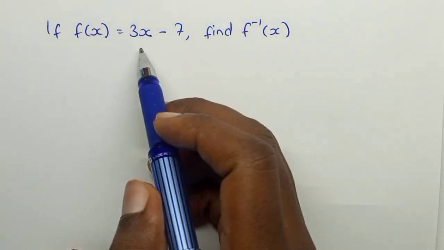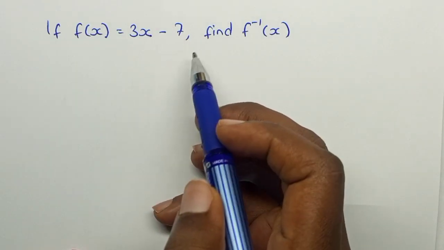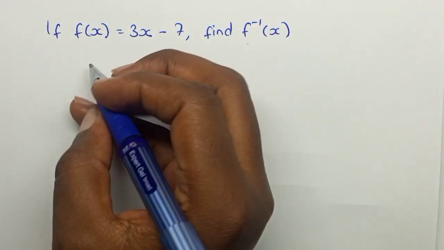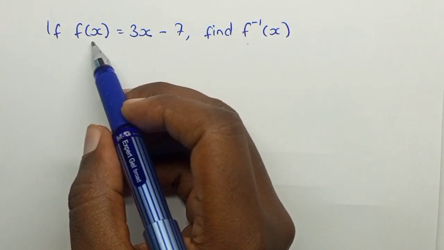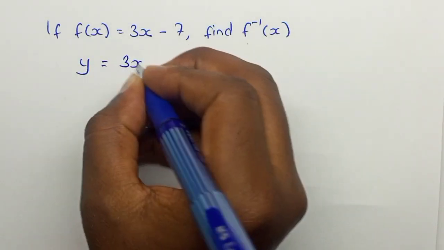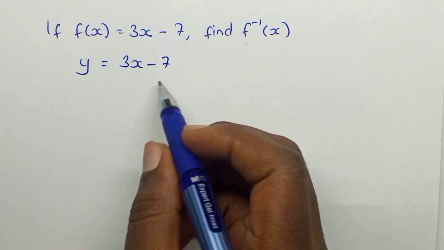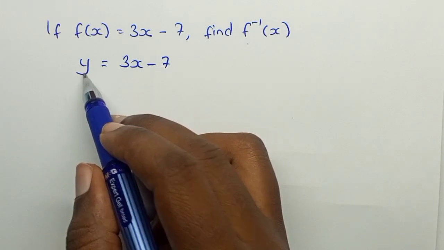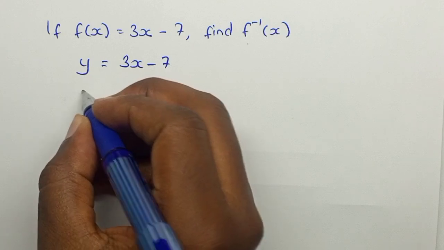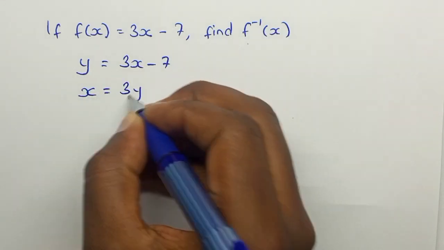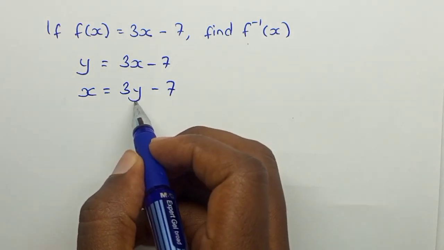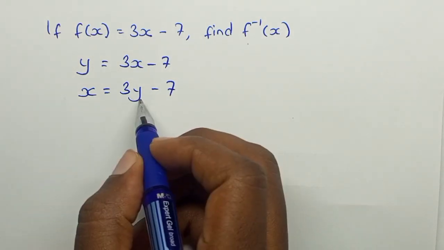If f of x equals 3x minus 7, find the inverse of f of x. So first, we let this function of x be equal to y. So y equals 3x minus 7. After that, we interchange. Where there is y, you put x, and where there is x, you put y. They switch places. So this will be x equals 3y minus 7. Then you solve for y. Our intention is to find y.